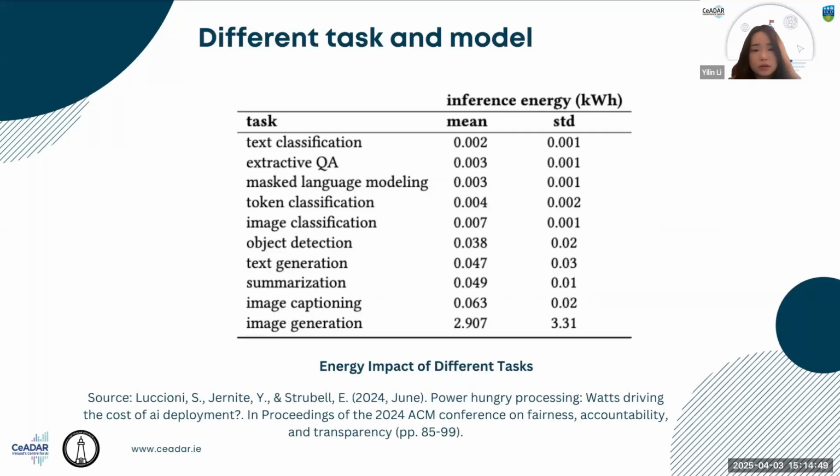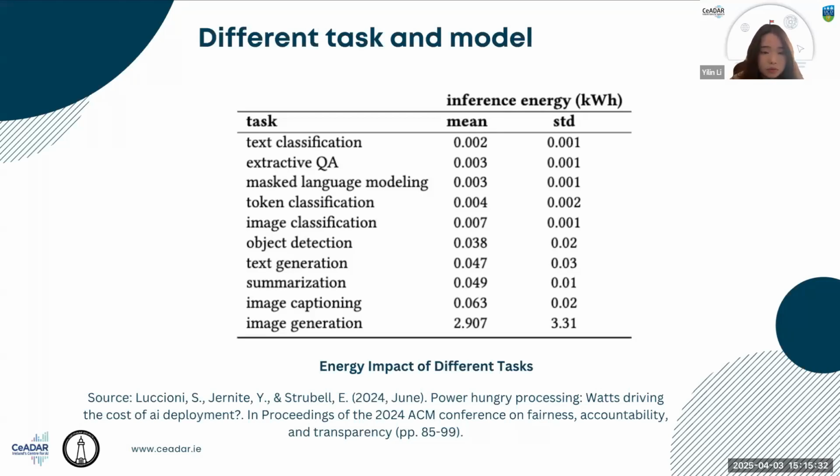And we talked about the inference, but now let's ask, does the task itself matter? Yes, different AI tasks use very different amounts of energy, even when running on the same type of hardware. So this chart shows the average energy used for 10 common machine learning tasks. All of these were tested using the same GPU and setup to make a fair comparison.